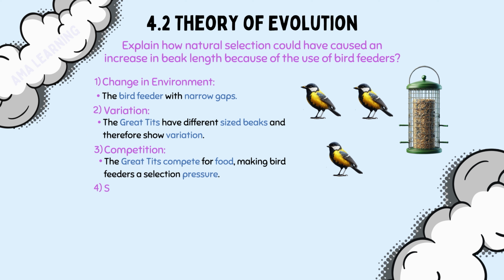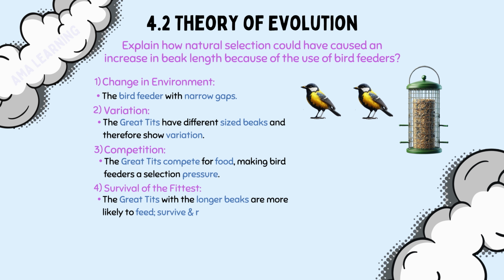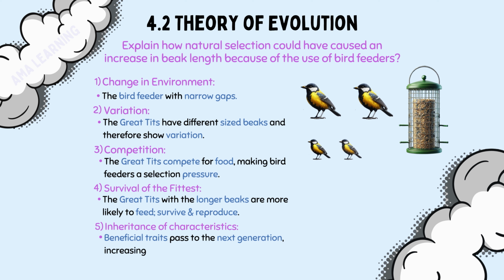Number 4. Survival of the fittest. The great tits with the longer beaks are more likely to feed, survive, and reproduce. Number 5. Inheritance of characteristics. Beneficial characteristics are passed on to the next generation, gradually increasing their frequency in the population.